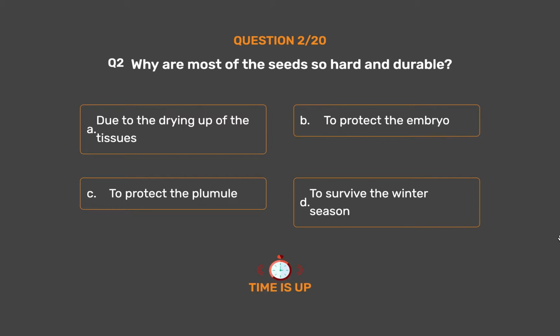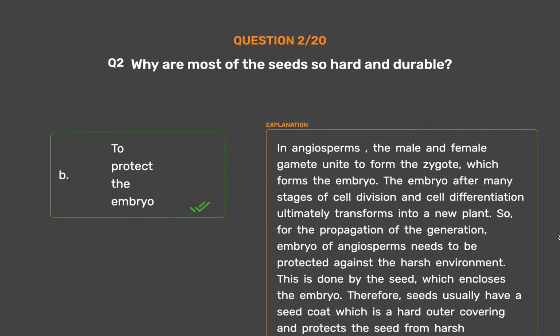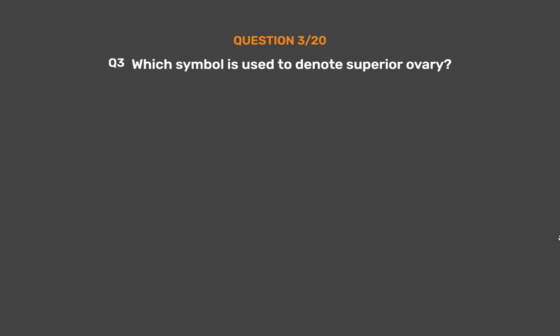The correct answer is Option B. To protect the embryo. In angiosperms, the male and female gamete unite to form the zygote, which forms the embryo. The embryo, after many stages of cell division and cell differentiation, ultimately transforms into a new plant. So, for the propagation of the generation, embryo of angiosperms needs to be protected against the harsh environment. This is done by the seed, which encloses the embryo. Therefore, seeds usually have a seed coat, which is a hard outer covering and protects the seed from harsh environmental conditions and mechanical damage.